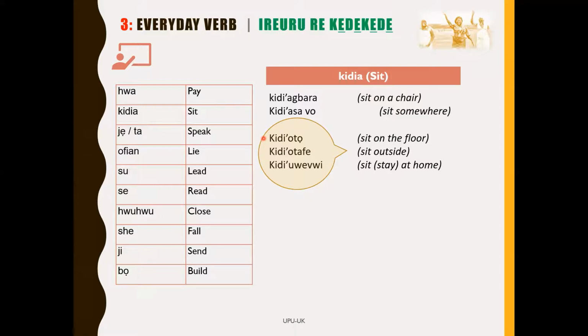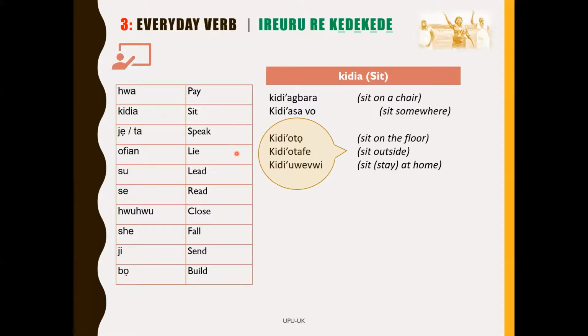Kidiotafe, sit outside. So kidioto is sit on the floor. Sorry, I forgot to translate that. Kidiuwewi, stay at home or sit at home or just remain at home. Unwewi is home. So here we are. So find other examples that you can think of. Try to use as many of these verbs as possible. We want you to retain them.